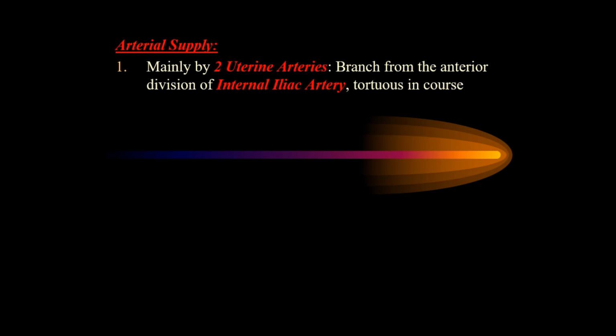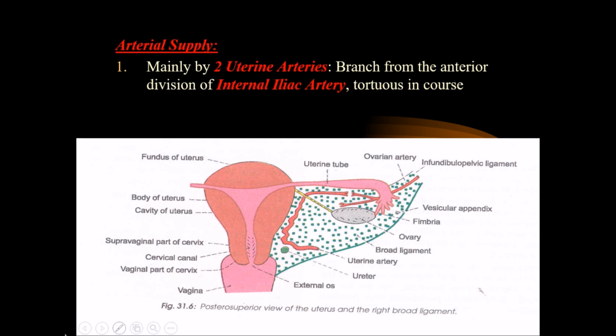Now coming to the blood supply. The blood supply of this uterus is by two main arteries, called the uterine arteries. This is the uterus, and beside the body of the uterus you can see a very tortuous artery. This is called the uterine artery. Why is it tortuous? Because whenever there is pregnancy, as I said, the uterus enlarges to a very large extent. At that time, even the artery has to stretch itself and supply the uterus. So that's why it is a highly tortuous artery. That is how we can identify this artery.